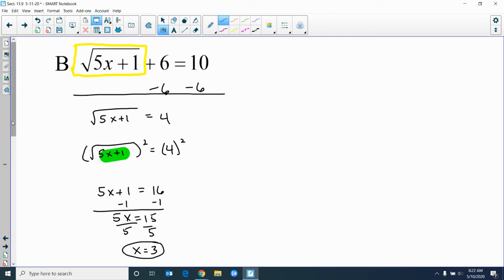All right, now do a real quick check up here. What's 5 times 3? 5 times 3 is 15. 15 plus 1 is 16. So that becomes the square root of 16 plus 6 equals 10 is what we're checking. Well, what's the square root of 16? It is 4. 10 equals 10, so we are good.